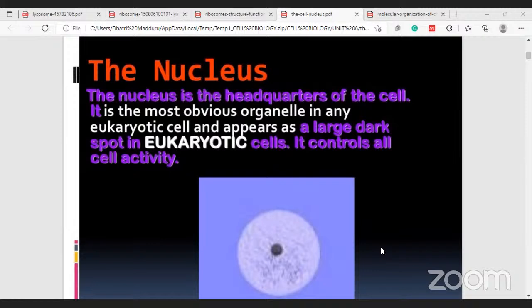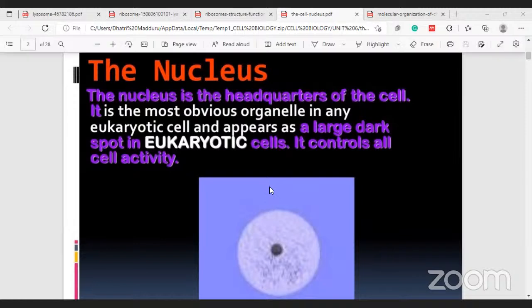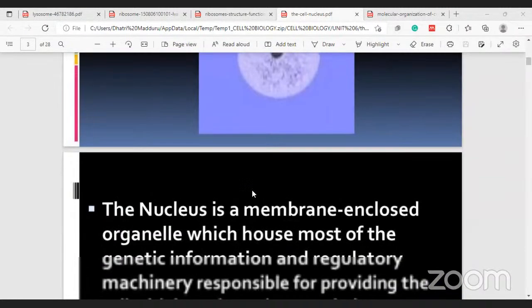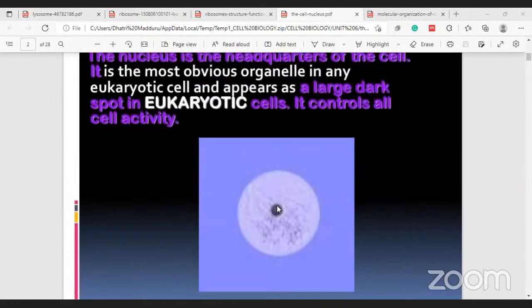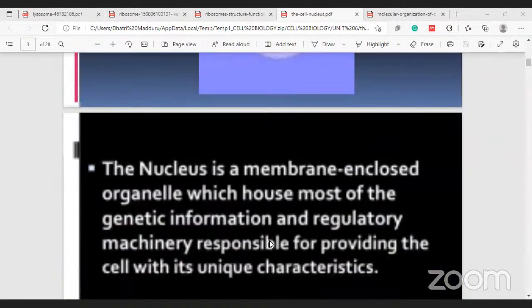So what is the nucleus? The nucleus is the headquarters of the cell. It has the complete genetic information of the cell, so it is a blueprint for the cell. In any eukaryotic cell, it appears as a large dark spot and it controls all the cell activities. In the cell, you can see this center one is the nucleus.